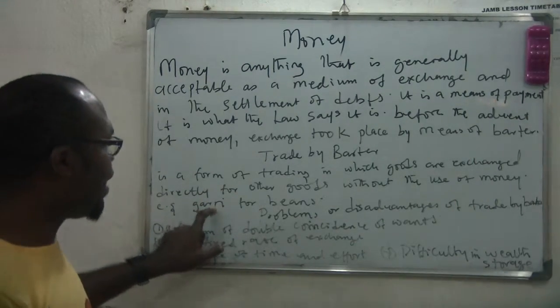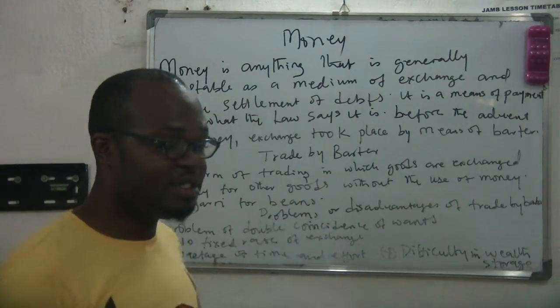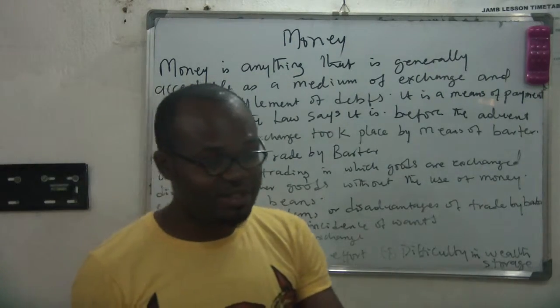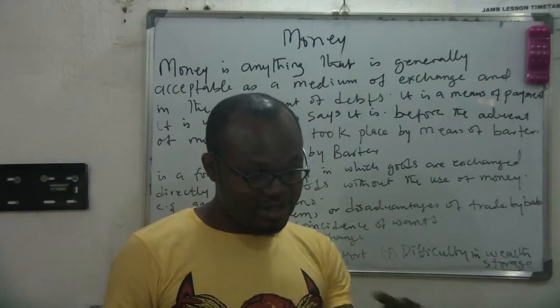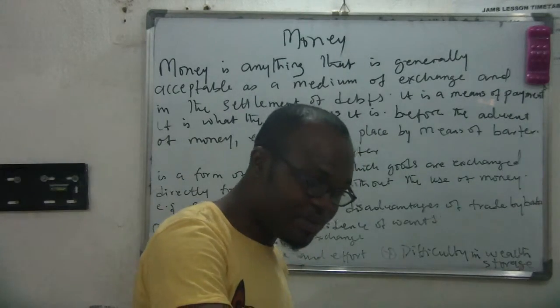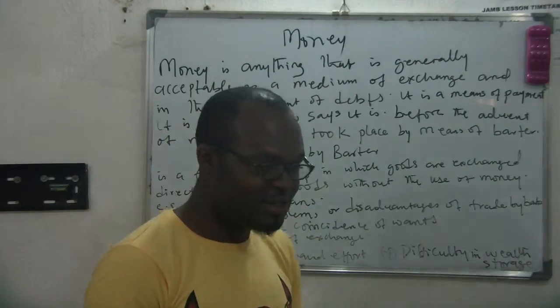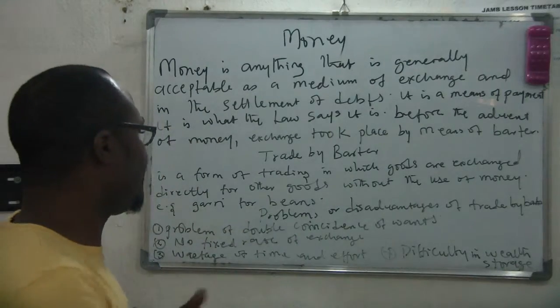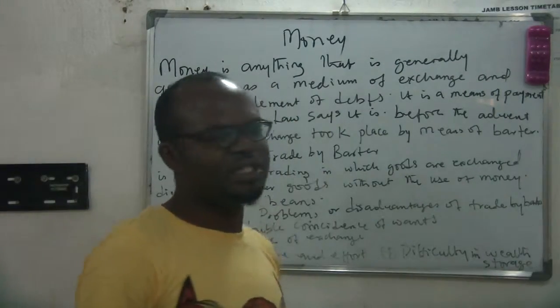An example is when you have garri but you need beans, whereas your friend needs garri. So you give him the garri and collect the beans. That is trade by barter. There is no money involved. So what are the disadvantages of this trade by barter?